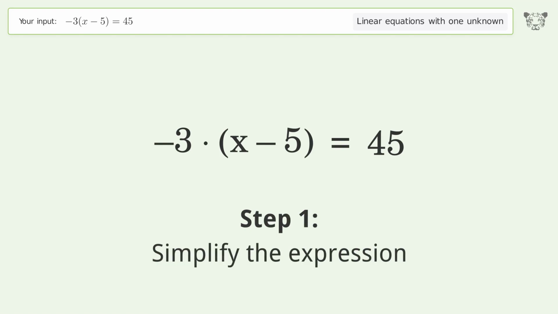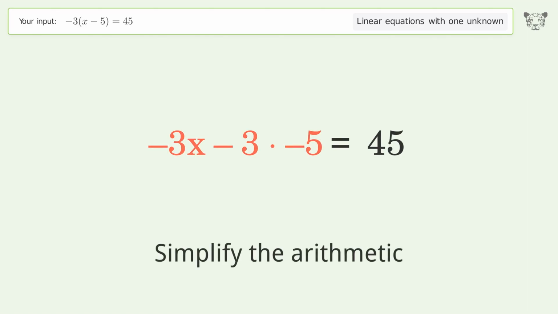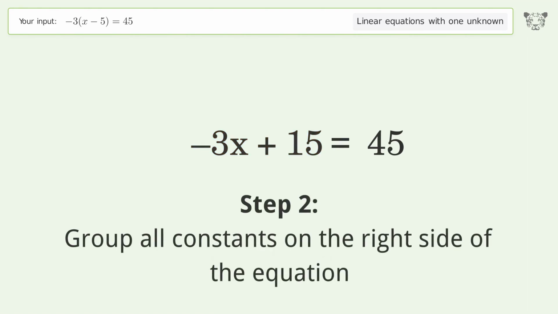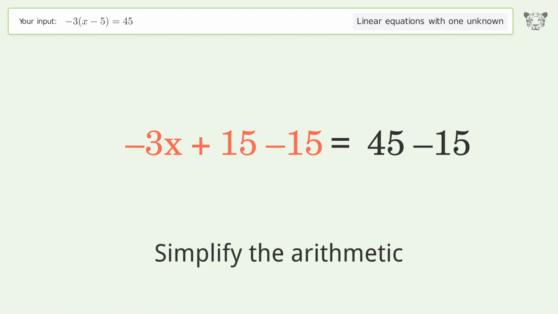Simplify the expression. Expand the parentheses. Simplify the arithmetic. Group all constants on the right side of the equation. Subtract 15 from both sides. Simplify the arithmetic.